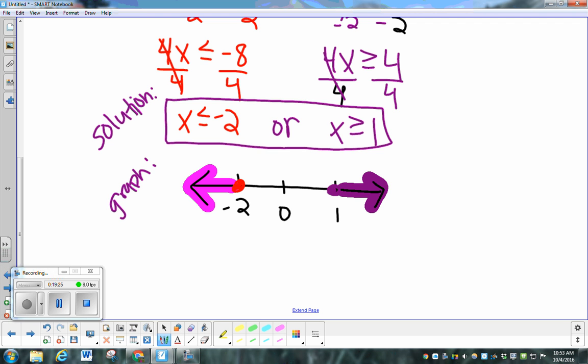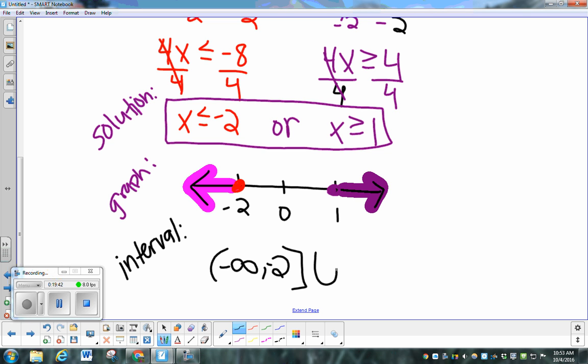And then last, if I wanted to write this in interval notation, I would say x ranges from negative infinity up to negative 2, including negative 2, so I do a bracket. Or, so I put a union symbol, x is anything from 1, including 1, up to infinity. And we always do a parentheses with infinity.